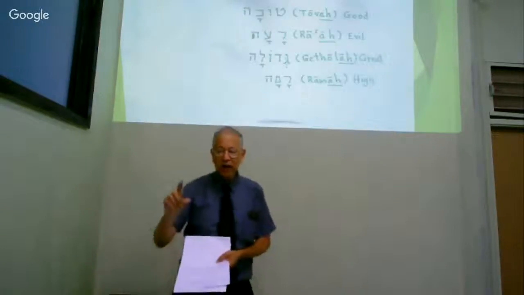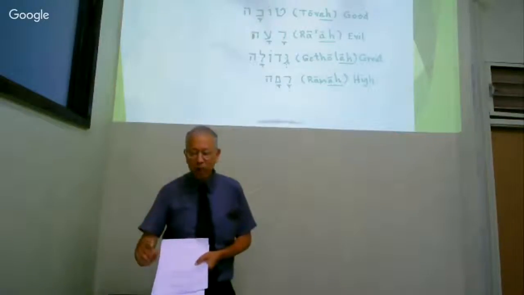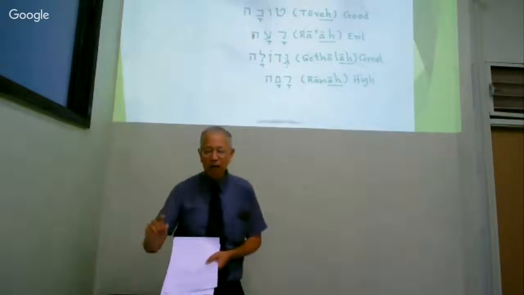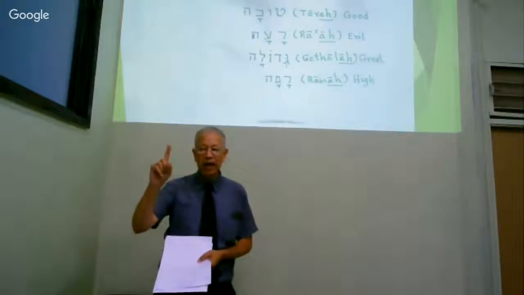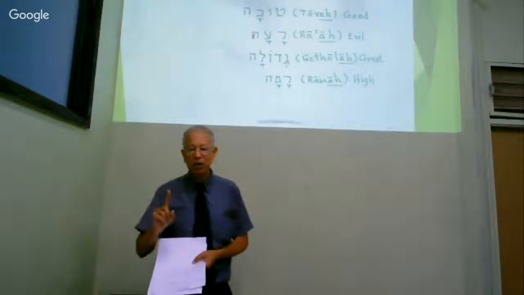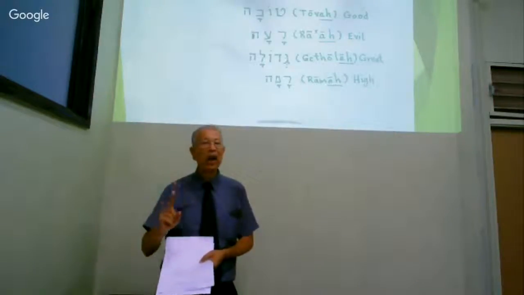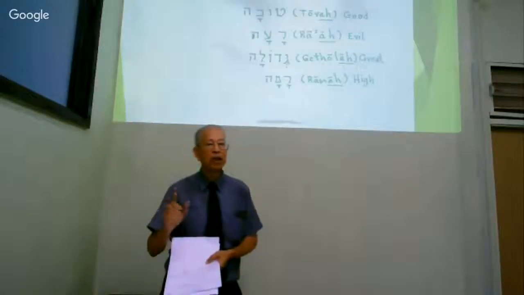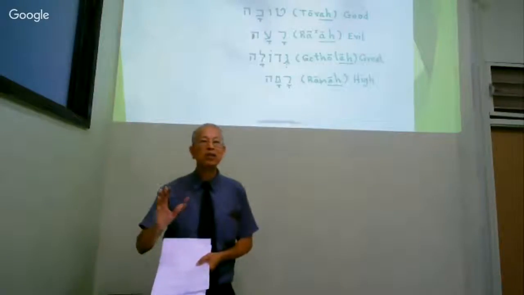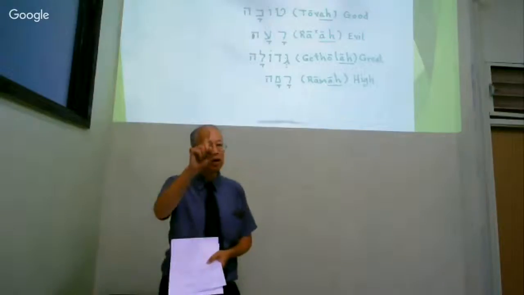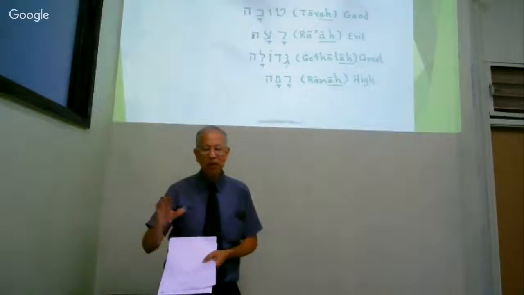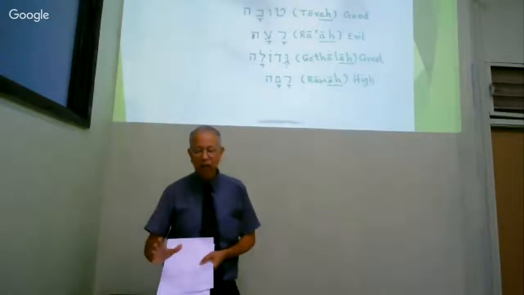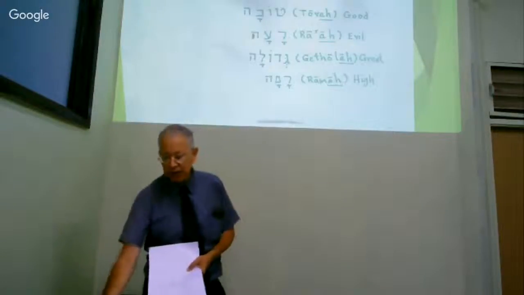Then in the masculine singular, it was ram, meaning high. When you add a kames he at the end of ram, you get rama, which is high. So you notice that there is one ending that the feminine singular has, and that is a kames he ending. The masculine singular has different endings. Not one special ending, but the kames he is the special ending for the feminine singular adjective and the feminine singular noun.